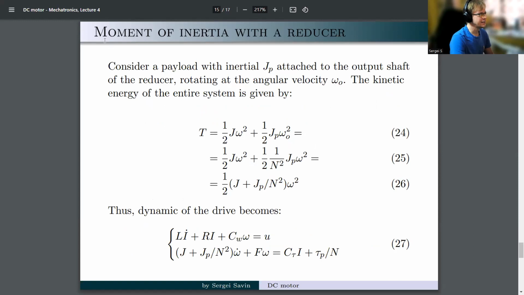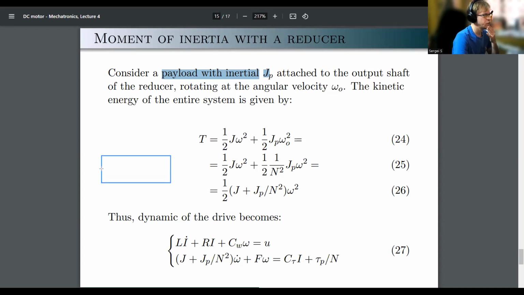Now, let us consider an important question. That question is quite important for design, but for various things. And that is, what happens with the payload inertia attached to the output shaft of a reducer? Okay, so now this is the involved question. I'm not sure if it is easy on the first try to even understand what we are talking about. So consider a motor. I will draw it schematically, but this is a motor. Here is the output shaft of a motor.